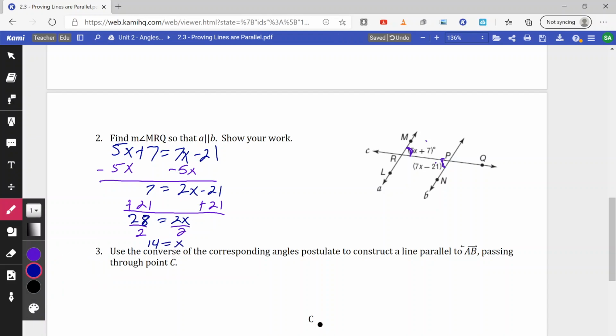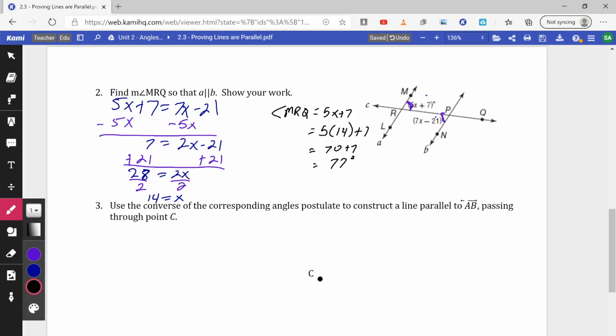So we need to find the angle MRQ. And MRQ is the 5x plus 7. Well, we just found x to be 14. So 5 times 14 plus 7. And 5 times 14 is going to be 70 plus 7, which gives me an angle measurement of 77. So that is using angle measurements to find an angle such that it creates parallel lines.